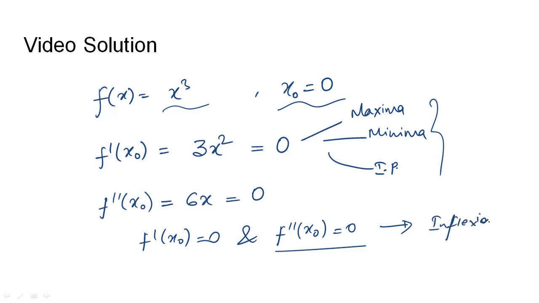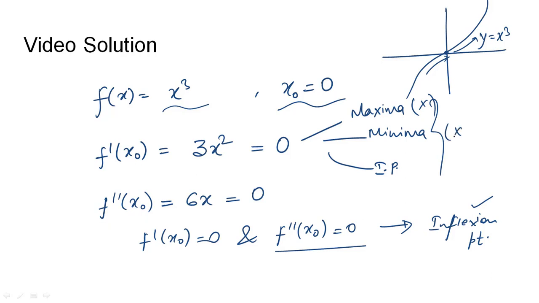an inflection point, where we can see from the graph that x cube looks somewhat like this. Here we can see that at this point, the curvature of the graph is changing from this manner to this manner. So it is an inflection point rather than being a maxima or a minima.